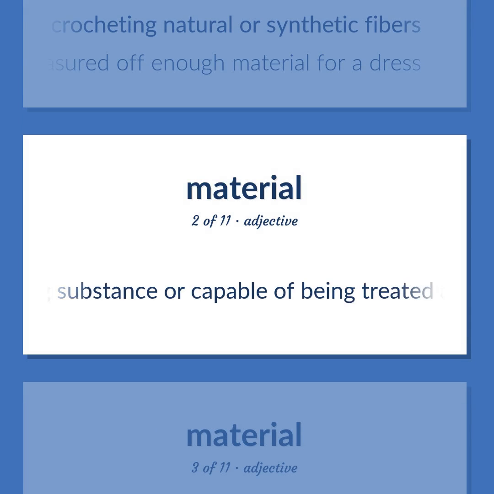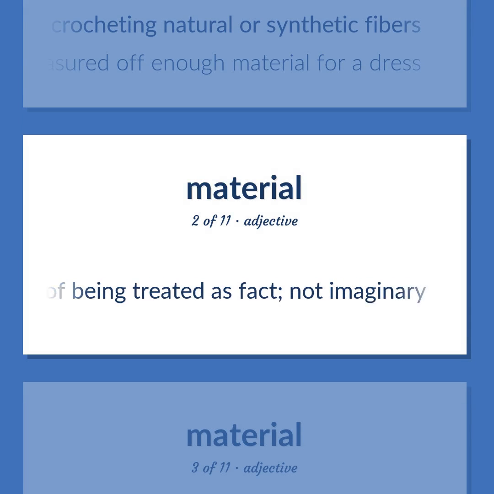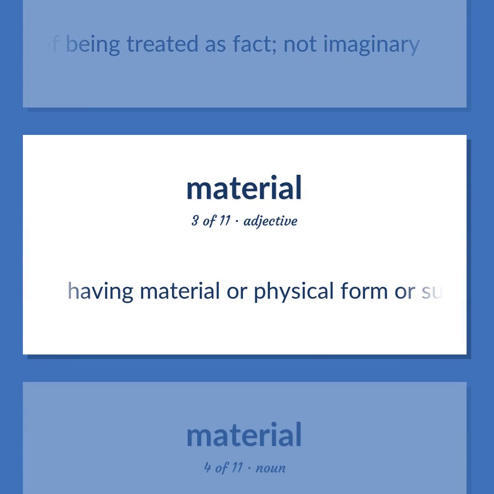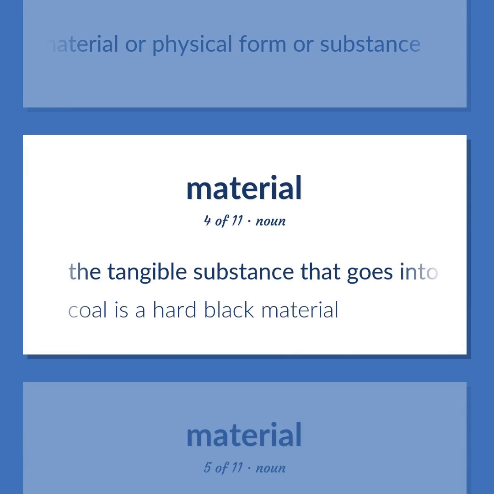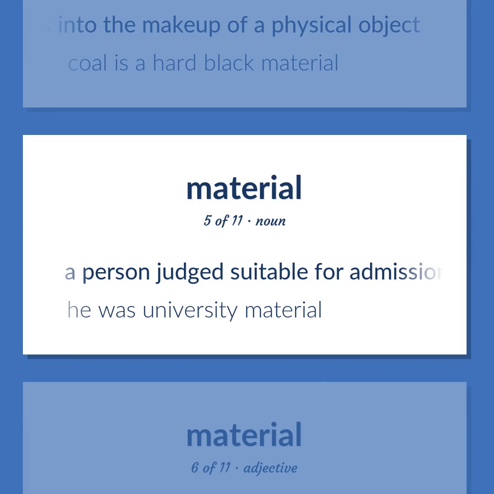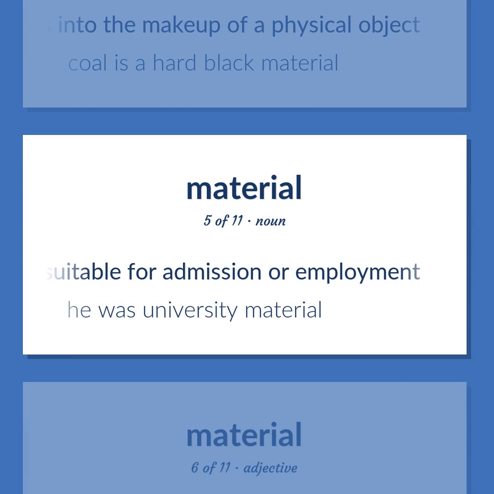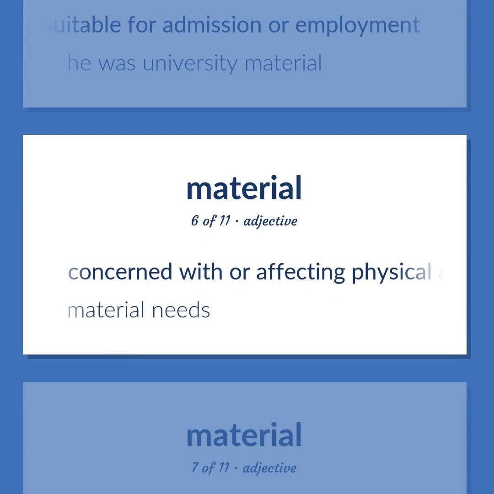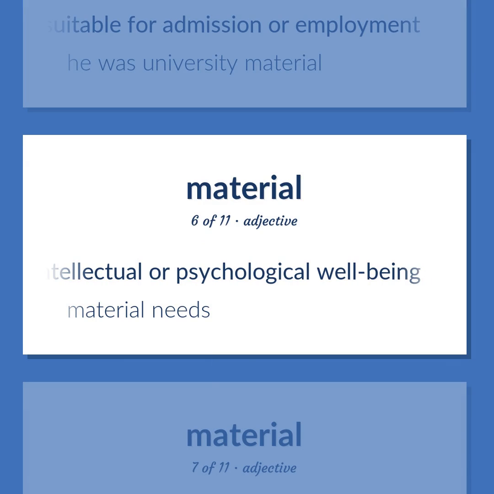Having substance or capable of being treated as fact, not imaginary. Having material or physical form or substance. The tangible substance that goes into the makeup of a physical object. Coal is a hard black material. A person judged suitable for admission or employment. He was university material. Concerned with or affecting physical as distinct from intellectual or psychological well-being. Material needs.